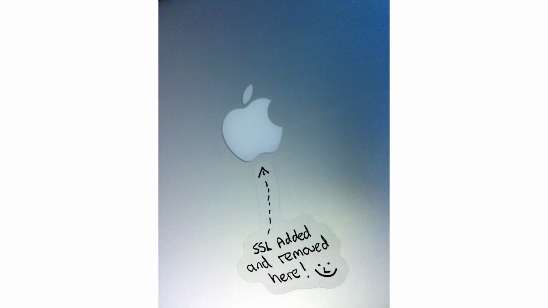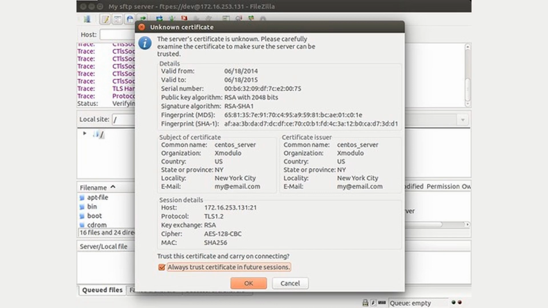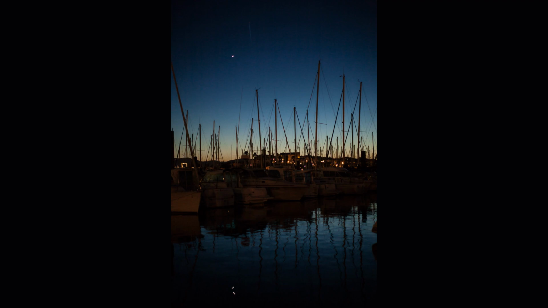SSLEngine on. This line enables SSL/TLS encryption for this virtual host. SSLCertificateFile /path/to/certificate.crt. This line specifies the path to the SSL/TLS certificate file. SSLCertificateKeyFile /path/to/private.key. This line specifies the path to the SSL/TLS private key file.